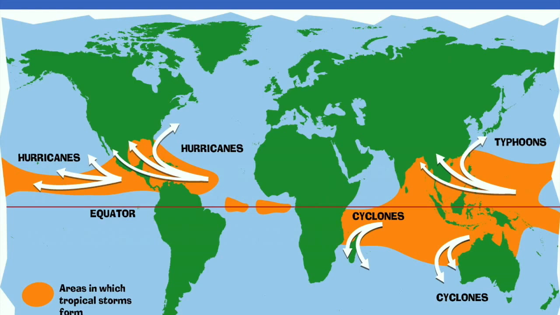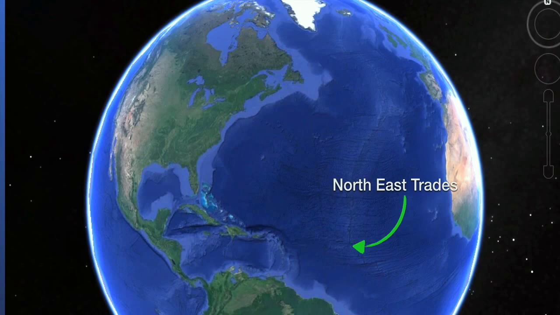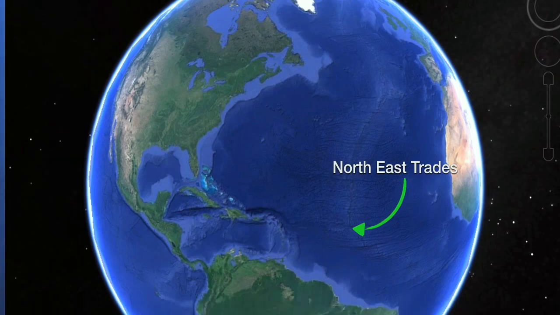It's that process. So the path of a hurricane is directly affected by two prevailing winds. You have the northeast trades, which are blowing close to the equator, from the northeast to the southwest. And then you have the prevailing southwesterlies, or jet stream, which is blowing from the southwest to the northeast.